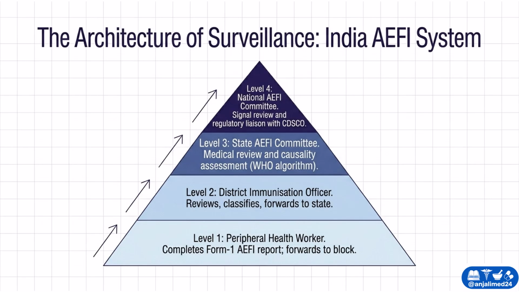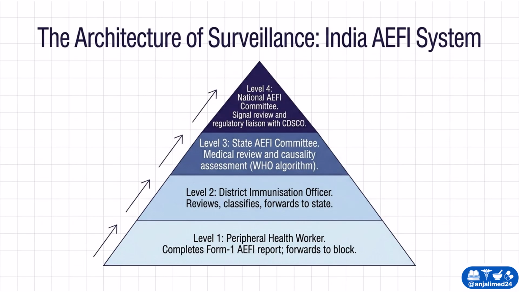India follows a structured multi-level reporting and review framework designed to detect, investigate, and evaluate vaccine safety signals from grassroots level all the way to national regulatory authorities. Let's begin with Level 1, the peripheral health worker. This is the frontline level of vaccine safety surveillance.